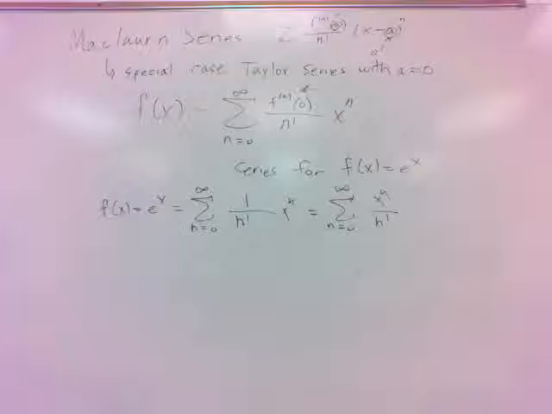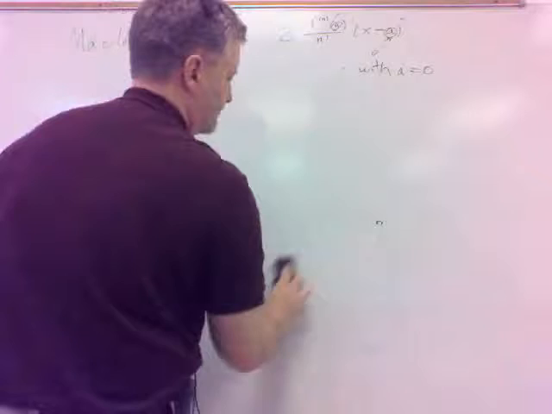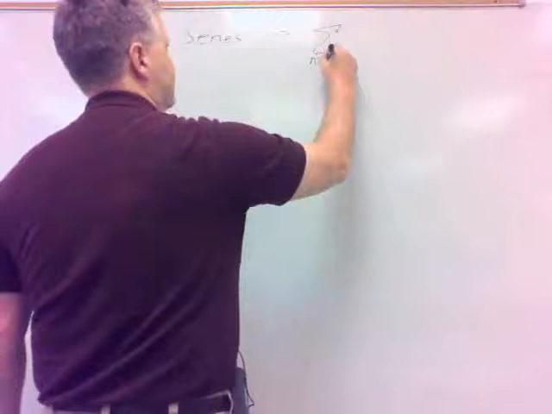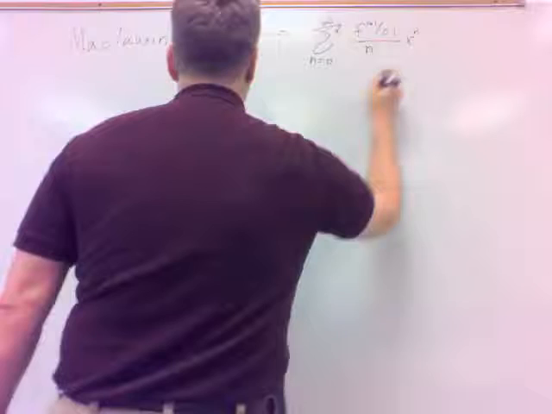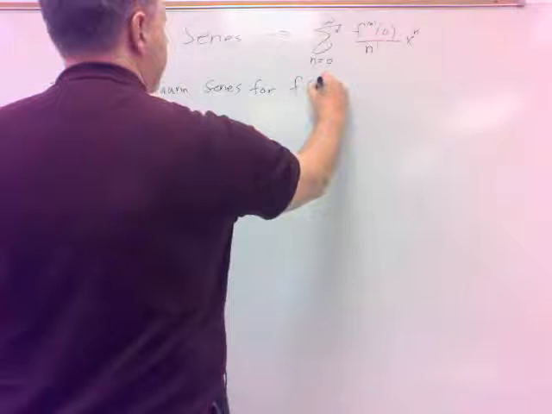All right. Well, let's get some more. Same thing can happen on these. You can get your n factorial, all that stuff. But see what else can happen. Here's another one. Let's find the Maclaurin series, which is the series n equals 0 to infinity, nth derivative at 0 over n factorial x to the n. Okay, so let's find one of those. Find the Maclaurin series for f of x equals sine of x.